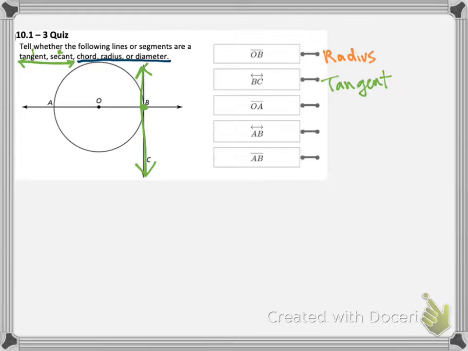Tangent. Next one is OA. Man, that's easy. OA would also be a radius. AB is a line. It has arrows above. So let's see how many times it touches the circle. Oh, it touches the circle in 2 places. So that makes it a secant.